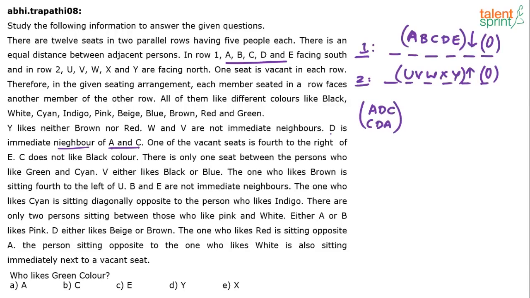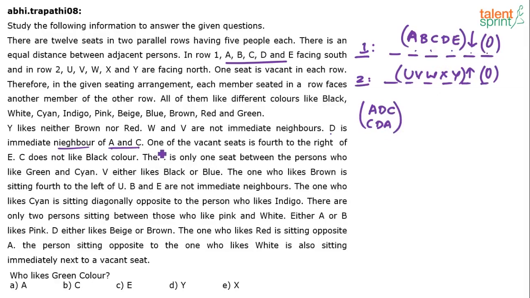Then, one of the vacant seats is fourth. Now, this is not the best starting point in my view. D is an immediate neighbor of A and C is not the best starting point, because where will these three persons come? They can come in first, second, third seats. They can come in second, third, fourth seats. They can come in third, fourth, fifth seats. They can come in fourth, fifth, sixth seats. Again, there are two possibilities for each triplet. So that's not the best way to start.